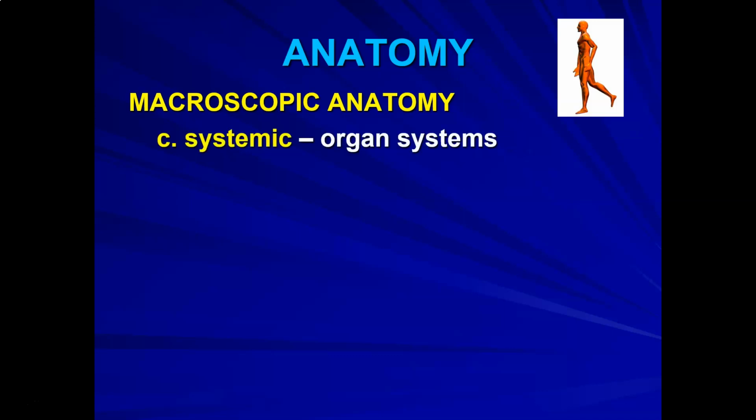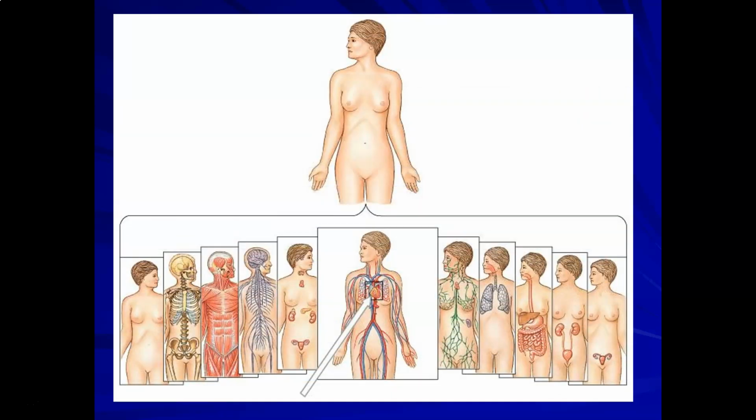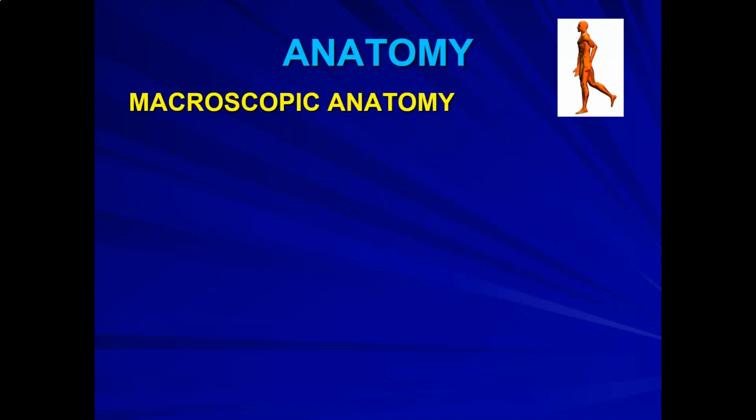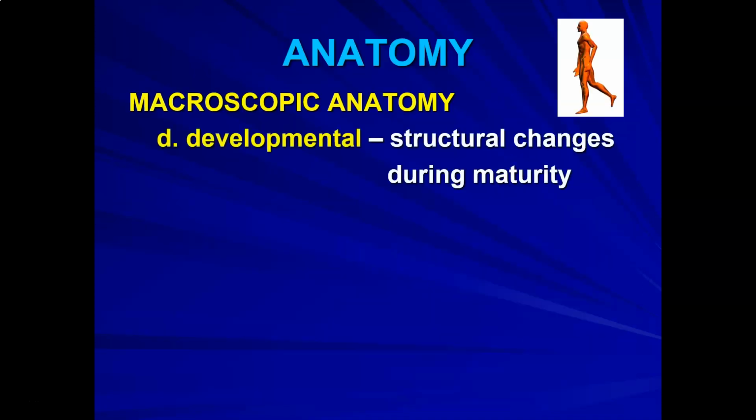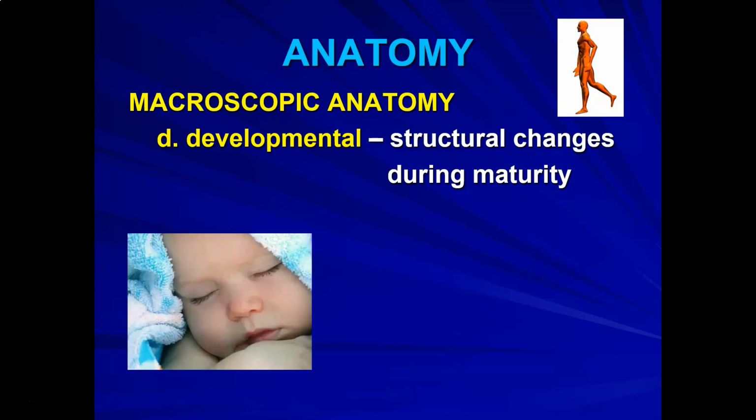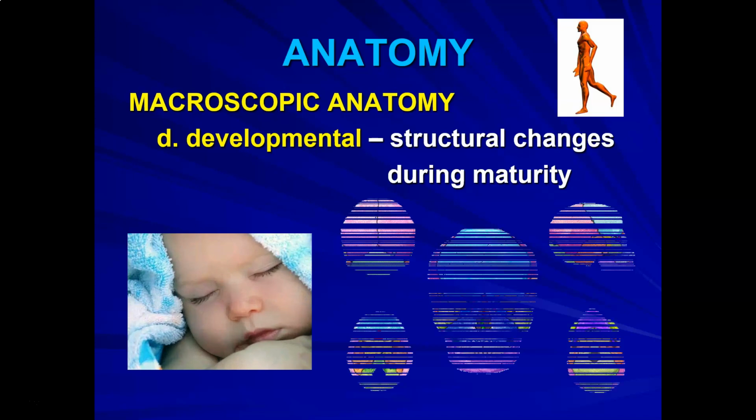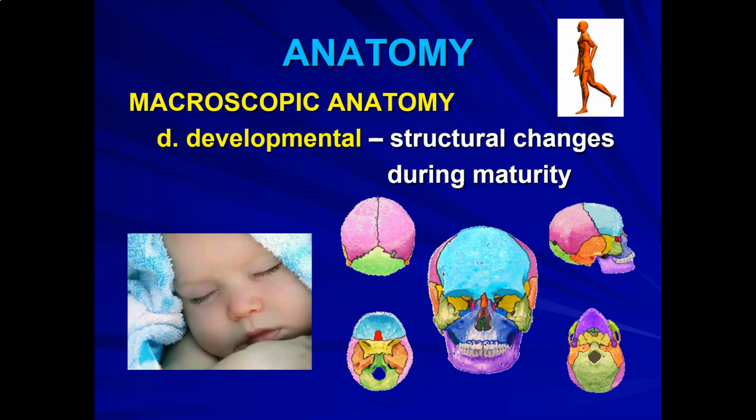Okay, we can also have systemic macroscopic anatomy. We're talking about a system, a body system. And there are lots of body systems, anything that has that word on it: digestive system, respiratory system, endocrine system, lymphatic system. That's what we're talking about. We can also have developmental anatomy. This is the idea that your body changes as you grow. Your pancreas is larger, your bones are longer, things change as you develop from an infant to an adult, and those changes along the way are what we refer to as developmental anatomy.